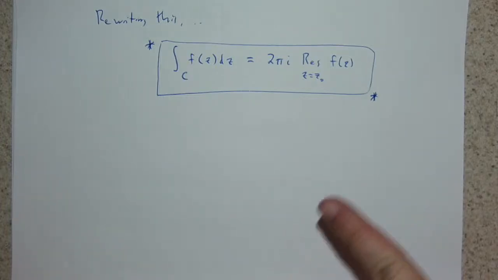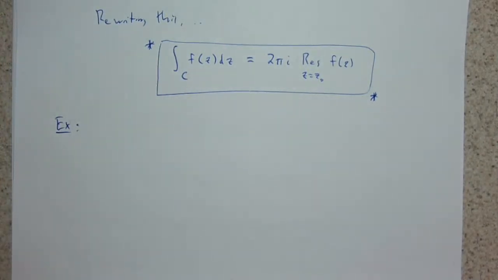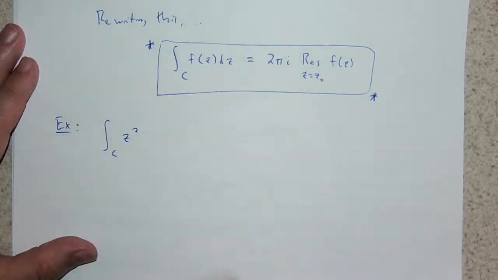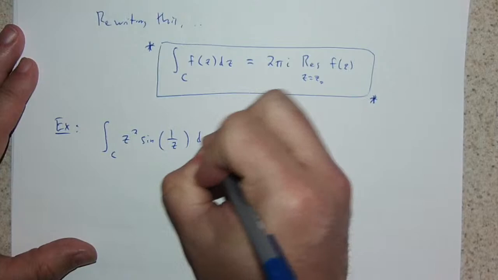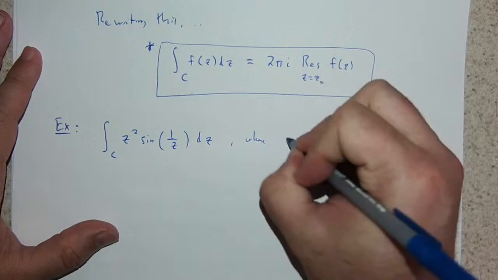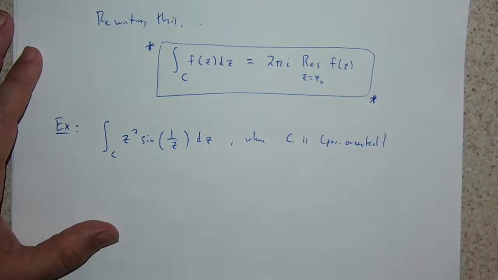Now you can see that already we can use this to compute some funky integrals. Let's look at a couple of examples. So how can I apply this fact? What about doing the contour integral of z squared times sine of 1 over z dz, where C is the positively oriented unit circle?